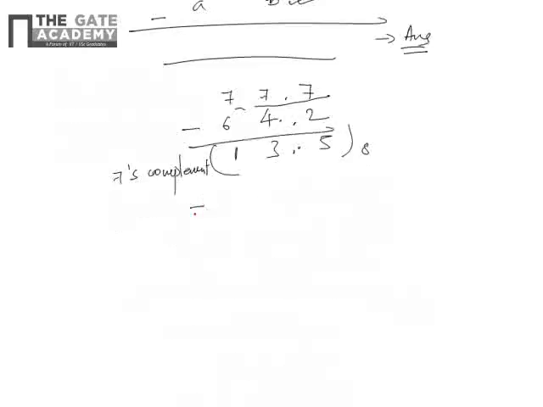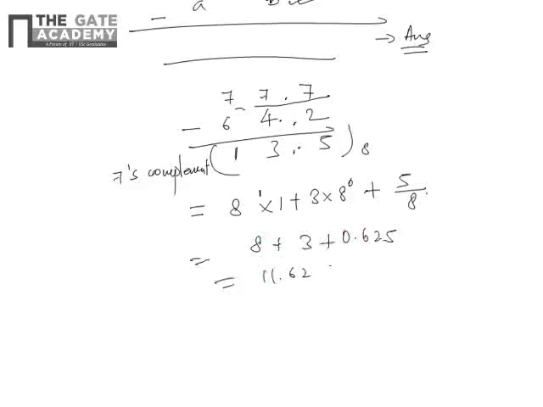Now we have to convert it into decimal. So what we have to do: 8 to the power of 1 into 1, plus 3 into 8 to the power of 0, plus this 5 by 8, correct? So this will be 8 plus 3.625, so it will be 11.625.